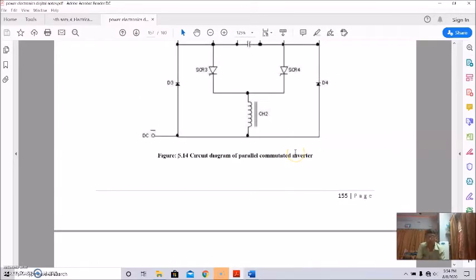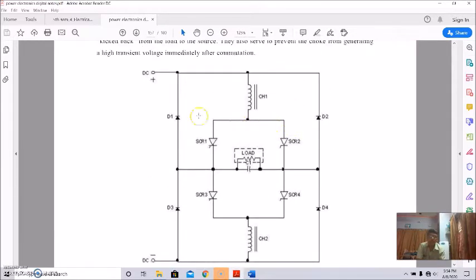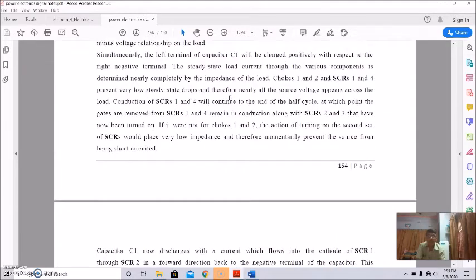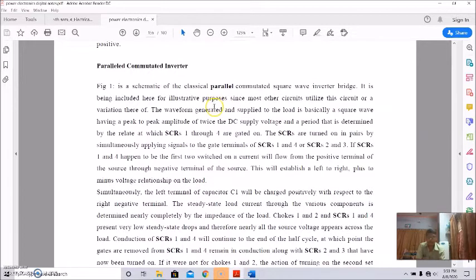So this is actually the parallel commutated inverters. The circuit diagram is described, and the operations are also described. Actually, one pair, 1 and 4, will be conducting at a time, and when they have completed the half cycle, then due to this choke, the conduction starts of SCR 2 and 3, that is, when the supply gate is turned on. Still, unless and until this energy is dissipated, this conduction will go on. So that is actually the parallel commutated inverter, and with this we will cover up the parallel commutated inverters.